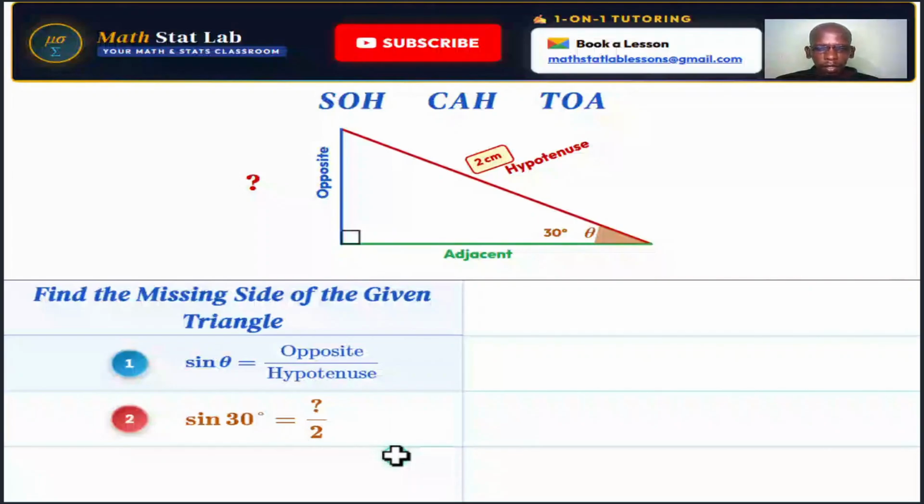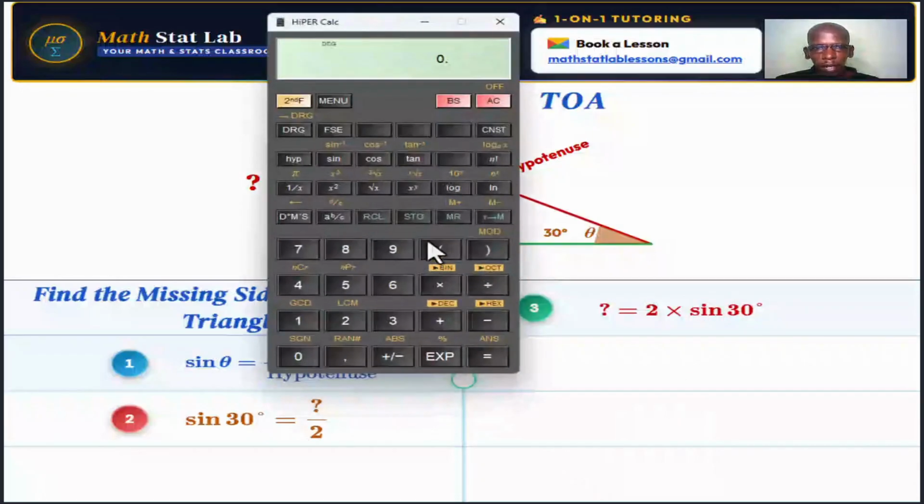Then from there, of course, it becomes easy because I just need to cross multiply. This 2 moves here. So now it becomes 2 multiplied by sine of 30 is equal to the opposite, which is the one we are trying to find. So from there, we can go to the calculator and find the sine of 30 degrees. If I have the calculator here and just enter 30, which is the angle, then I click on sine. So the sine of 30 is 0.5.